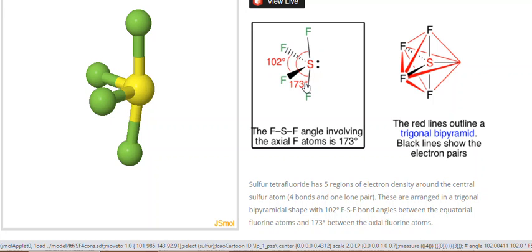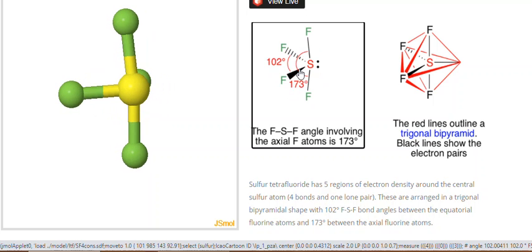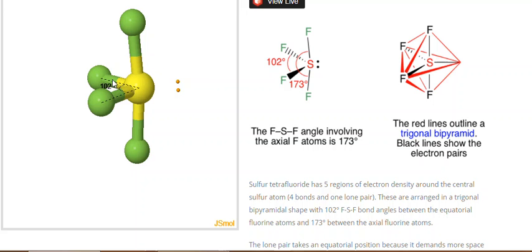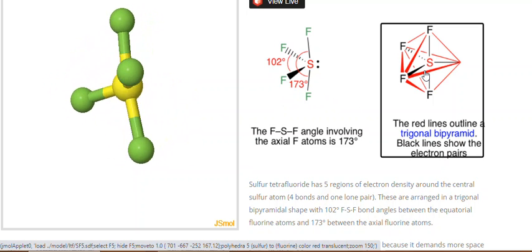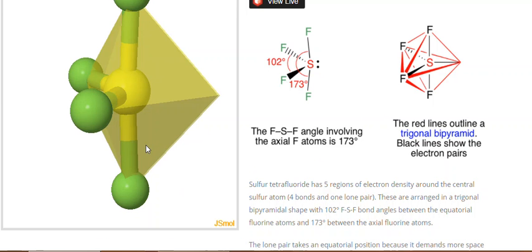This is axial fluorine atoms at 173 degrees, and with the equatorial there is 102 degrees, and with the axial there is 173 degrees. As you can see here, 102 degrees and 173 degrees. The red lines outline a trigonal bipyramid and the black lines show the electron pairs.